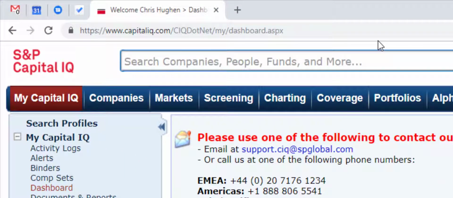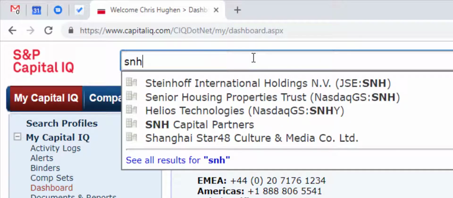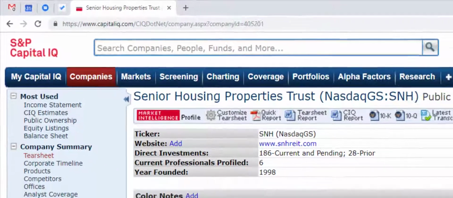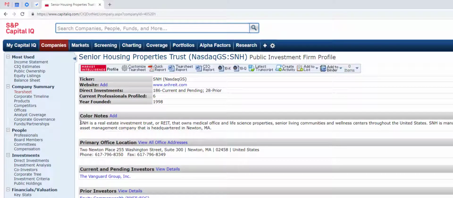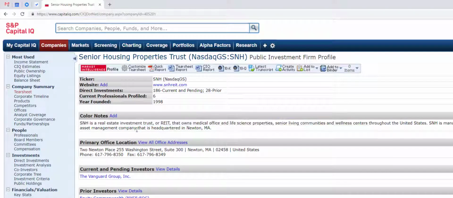So I've used a web browser to go to Capital IQ, and I'm going to pull up a sample REIT. I'm going to pull up SNH, which is Senior Housing Properties Trust. And you can see this is a real estate investment trust. It owns medical offices and life science properties. It also does senior living communities, and it's got wellness centers. So this is, in my opinion, a good example of a REIT, and you can learn more by going to their website, which is snhreit.com.